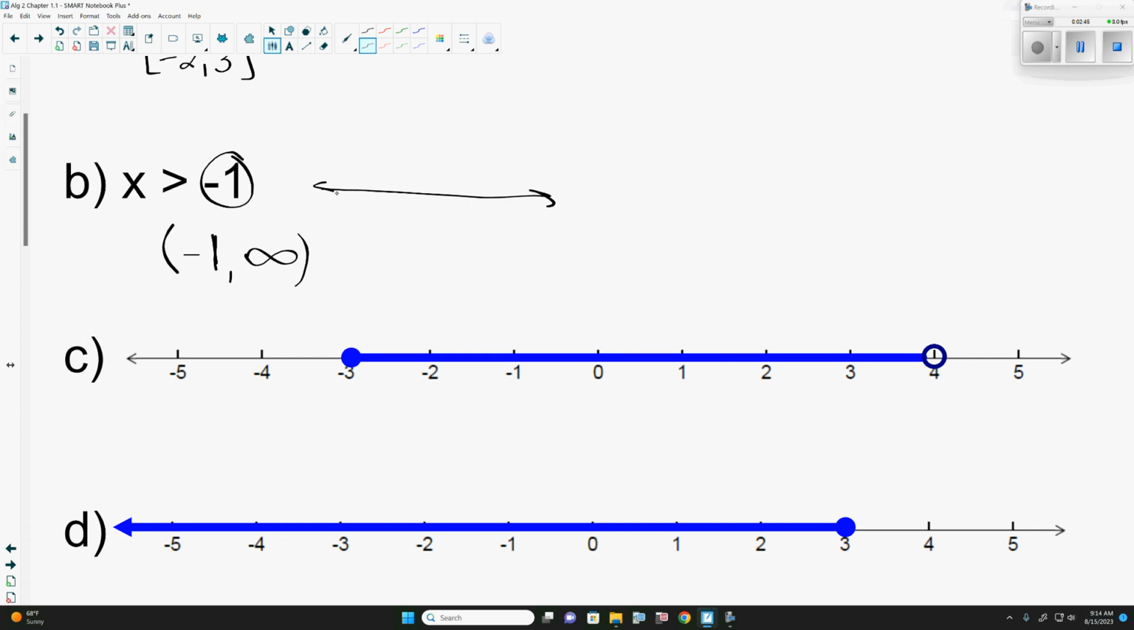If we wanted to graph this on a number line, -1 would be one of our points, and it would have a circle, and we would shade to the right. -1 would stay open because it's not equal to it. Any questions on this so far? Let's look at the next one.